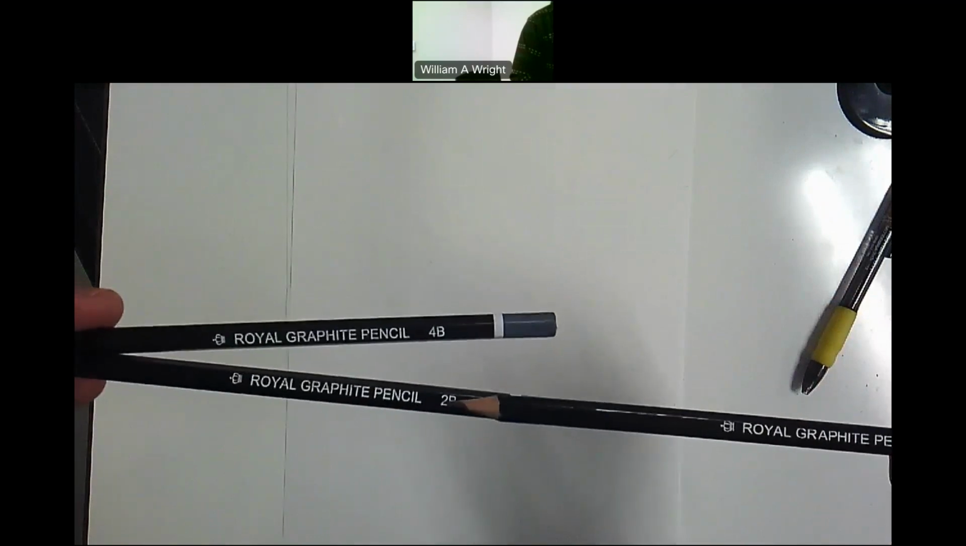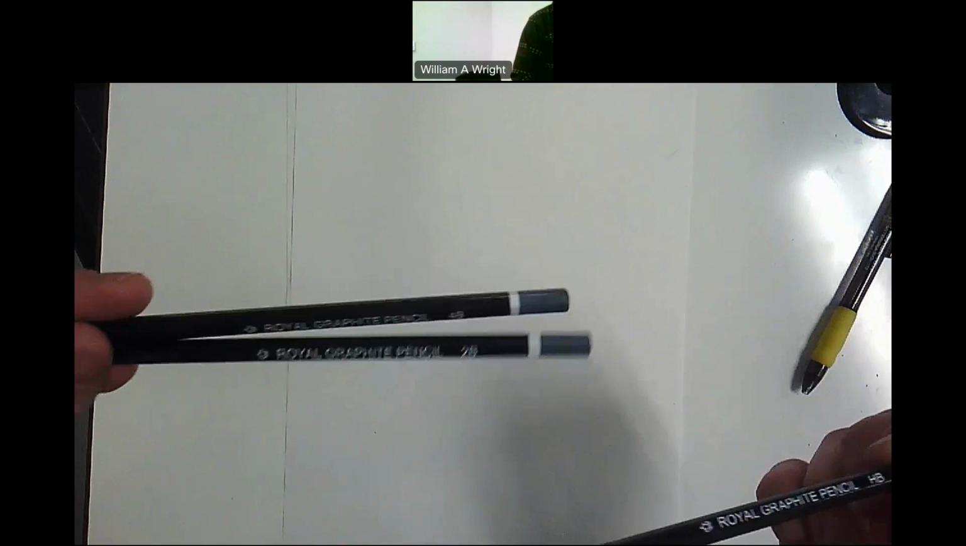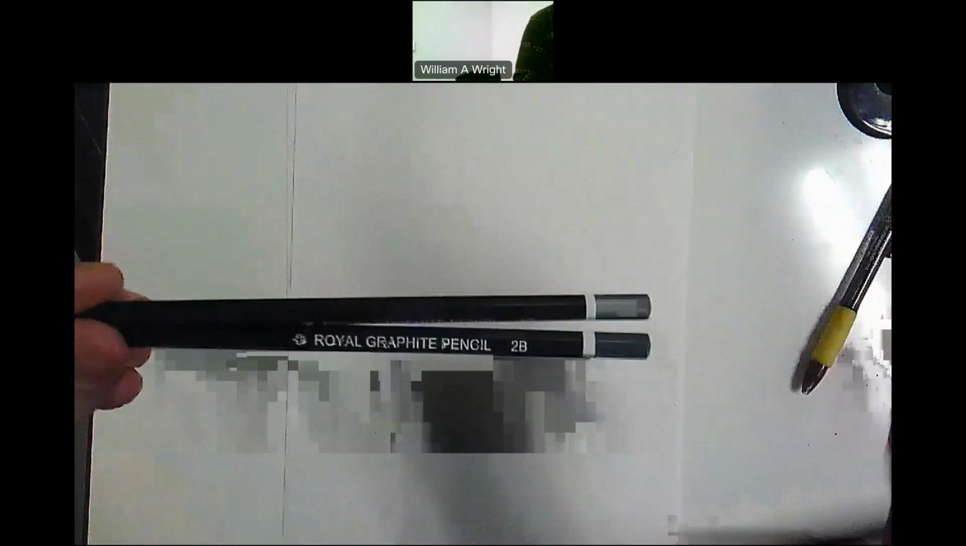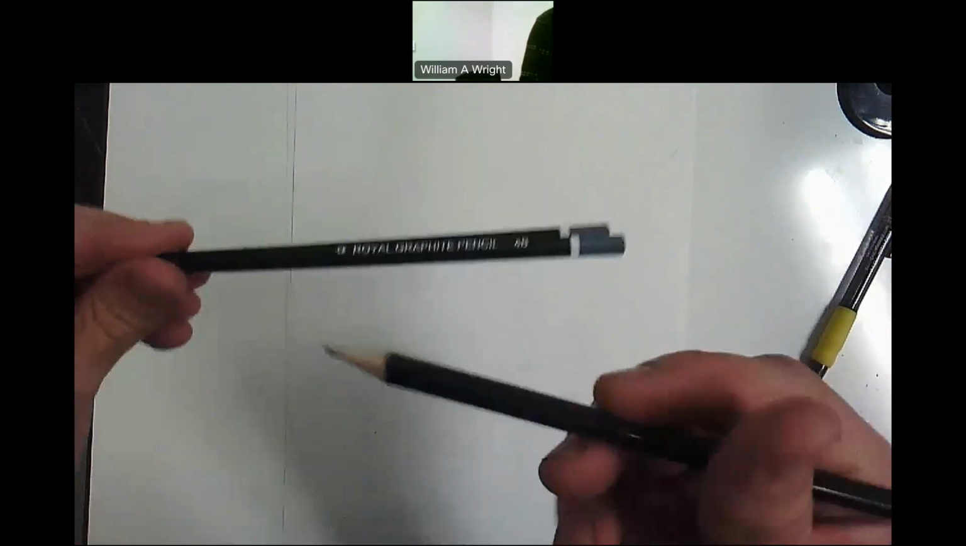2B is a little darker than that. 4B gets even darker than that because they're getting softer the higher that number goes. H is hard. So the higher the number by H, the lighter the mark is going to be. So, if you have a 4H, maybe start with that.